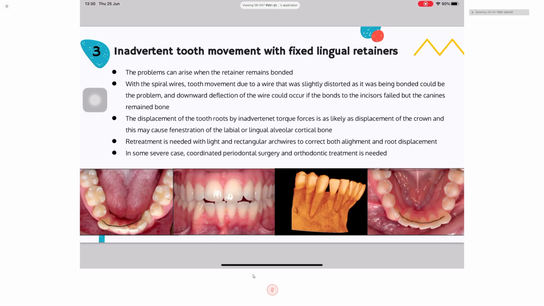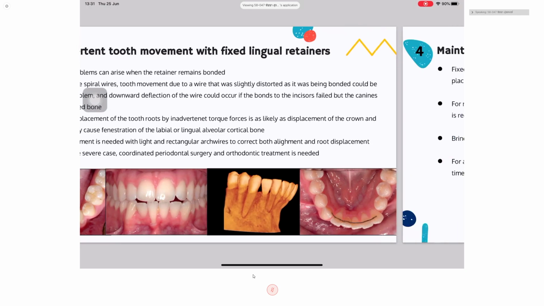The displacement of the tooth root by inadvertent torque force is as likely as displacement of the crown, and this can cause fenestration of the labial or lingual alveolar cortical bone. Retreatment is needed with a light, rectangular arch wire to correct both alignment and root displacement. In some severe cases, coordinated periodontal surgery and orthodontic treatment is needed.